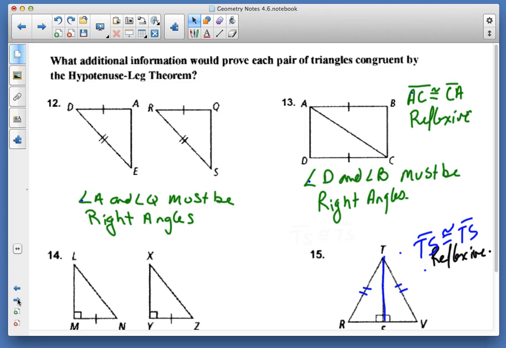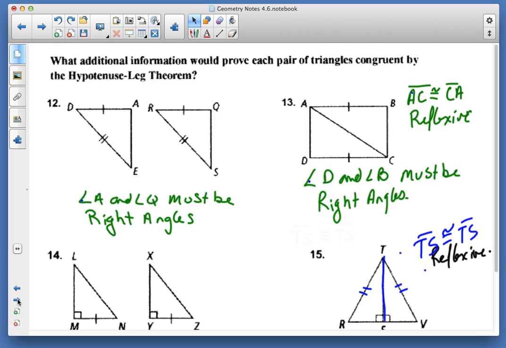Are you further okay that because I have reflexive property of AC and CA, the only other thing I need, okay, and by the way, the AC and CA isn't items I need. It's already there. I just wanted to point that out. Angle D and angle B must be right angles. Are you okay with D and A? Are there any questions?